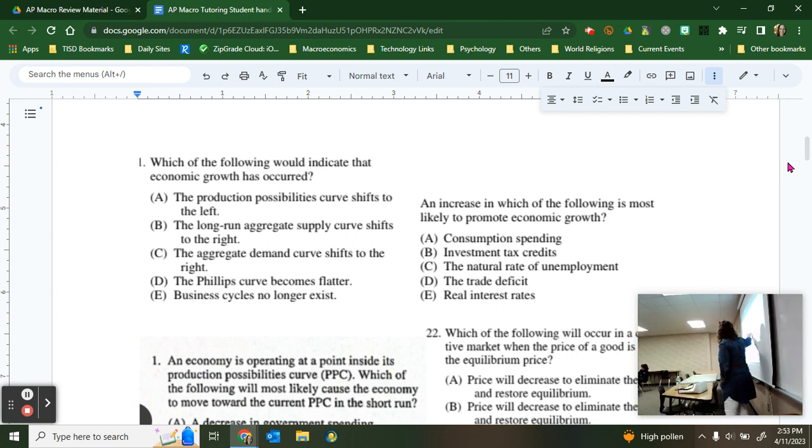So put little up arrows. Unfortunately, I cannot draw on the screen. I would put little up arrows next to increase in consumption spending, increase in investment tax credits, increase the natural rate of unemployment, increase the trade deficit, and increase real interest rates. Okay, I want you to write off to the side, over here, an increase in FOPs. Economic growth is an increase in FOPs, factors of production: land, labor, mainly capital, human capital, and entrepreneurship.